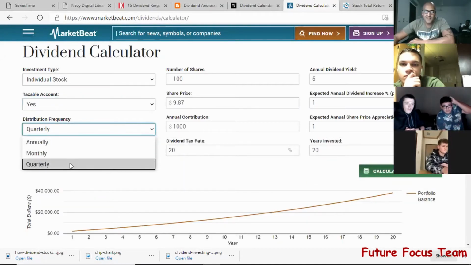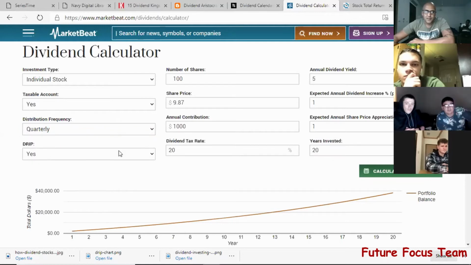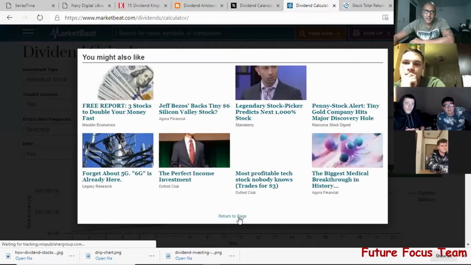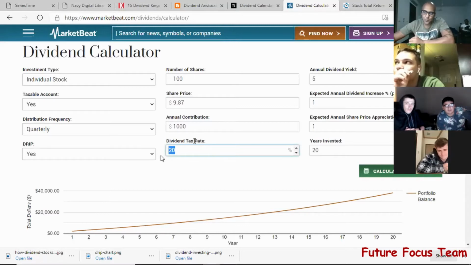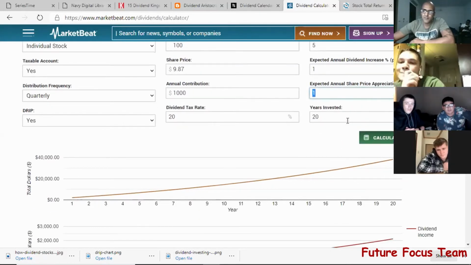When is that dividend paid? Are you doing a DRIP, like, are you reinvesting it? How many shares you have, the share price. If you're going to continue to contribute to that stock a certain amount per year, how much is that? What is your tax rate? So you have to do this differently for REITs, because they're taxed at a different rate. How much is the yield? The annual expected dividend increase, I put 1, and the expected annual share price appreciation, I put 1%, and I did it for 20 years invested.